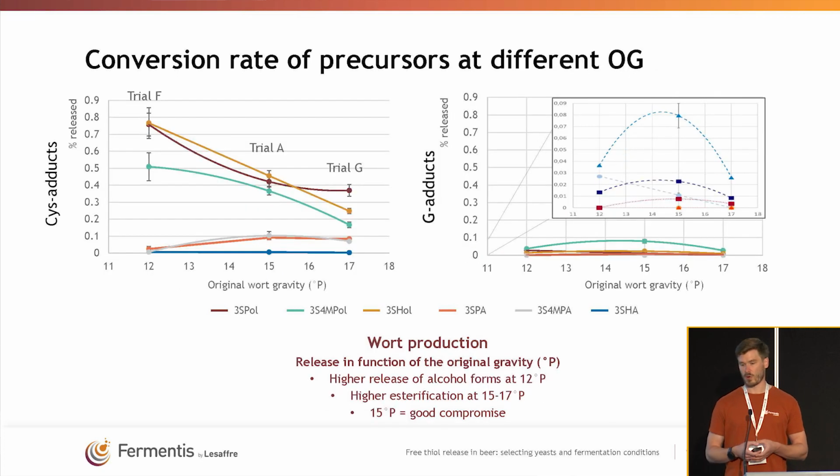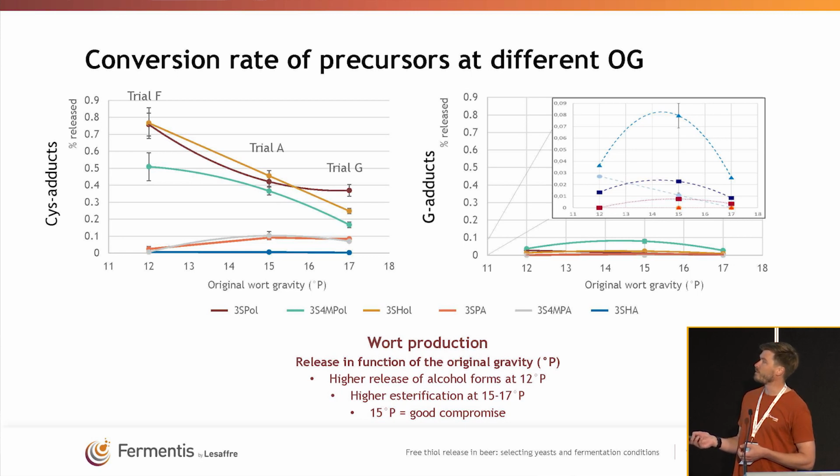Then we looked also at the gravity. Would it be influencing the amount of thiols that you can release? And what we see is that yes. So on the left-hand side, you have the cysteine adduct, and we see that at 12 plato of original gravity, you have higher extraction of thiols.